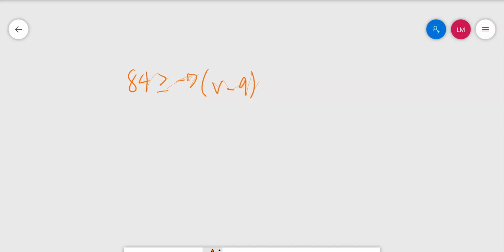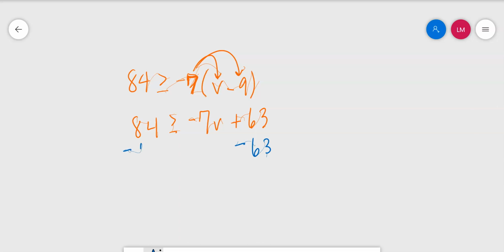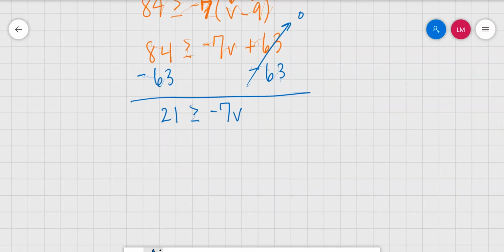Okay, so again, this is terrible, I know, guys, but that's a 7. And we're doing the distributive property first. So we have 84 greater than or equal to negative 7v, and then negative 7 times the negative 9 is a positive 63. Okay, so first thing again, take away the 63. This is gone. So we're subtracting, and that's a 21, but positive. Negative 7v. Okay, looks better.